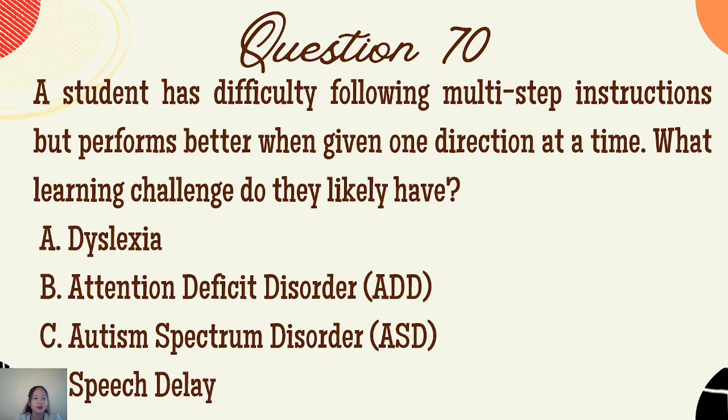Now let's proceed to question number 70. A student has difficulty following multi-step instructions but performs better when given one direction at a time. So, what do you think is the learning challenge they likely have? The correct answer is letter B, attention deficit disorder or ADD. So students with ADD often struggle with processing and remembering complex instructions.